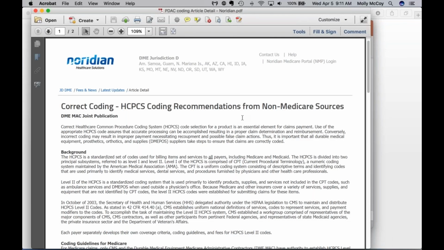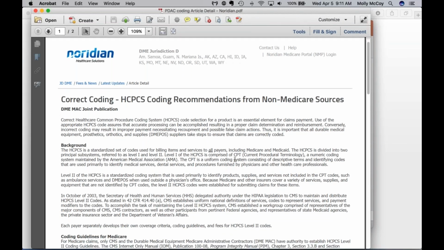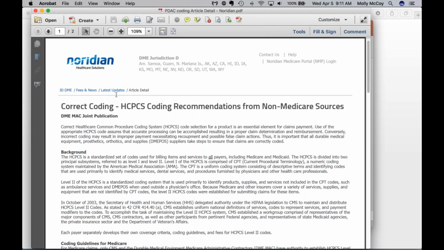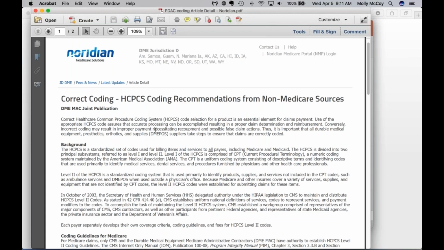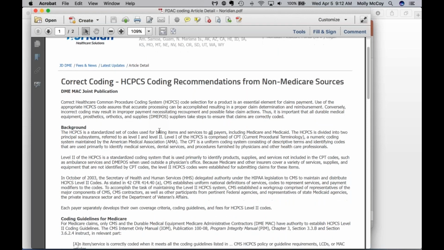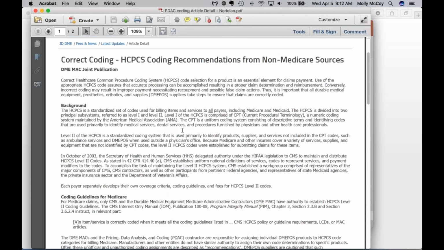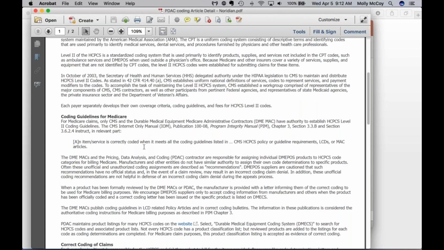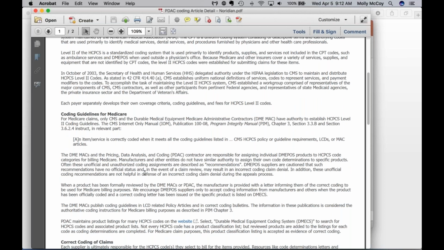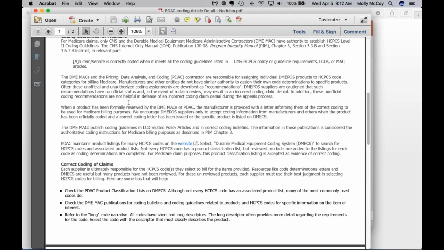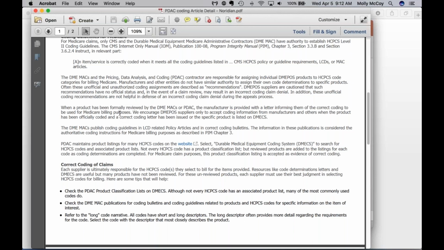Hopefully you can see this. This is a really important sheet from, in this case, Jurisdiction D, but this was a joint DME MAC publication. So this would be the same or similar to whatever your MAC put out at this time frame around PDAC coding. It explains how the PDAC really works and what its role is and how you can expect it to work for your practice, right? It explains that it's a joint publication, that all the MACs agree on this. It explains the background of the PDAC here, and this again is in your handouts, so I just want to point it out. And then it goes down here and it says some very important parts right here in this third section, coding guidelines for Medicare.